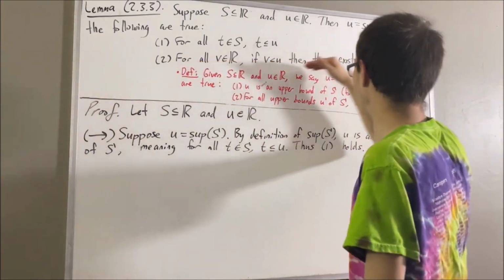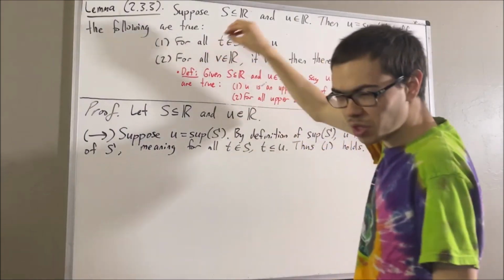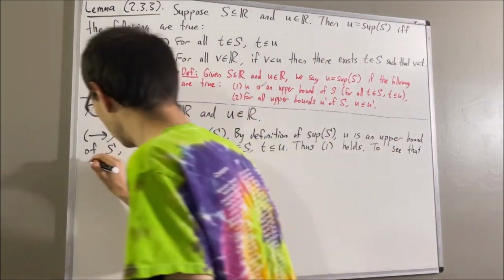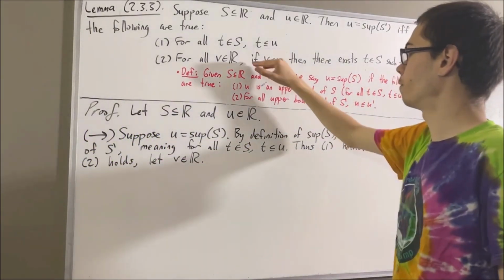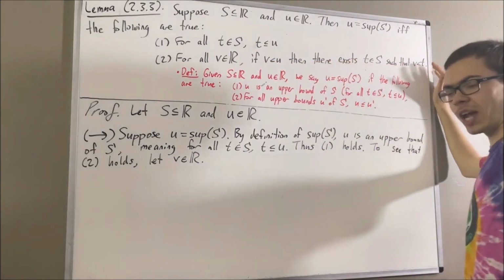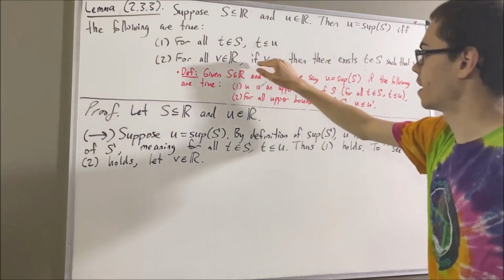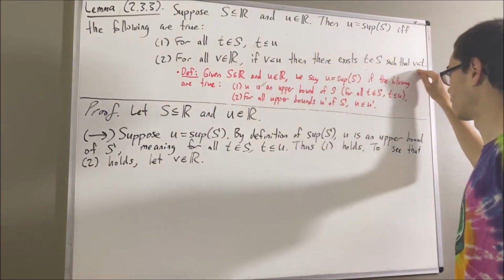And to prove statement 2, we're trying to prove a statement about every real number. So give me an arbitrary real number. I'll call it V. And to prove statement 2, we want to prove if this is true, then this is true. And we're actually going to prove the contrapositive. That is, we're going to prove if this is false, then this is false. So let's suppose that this is false.